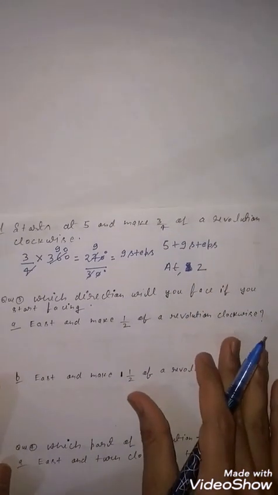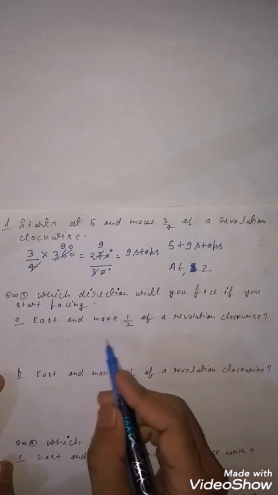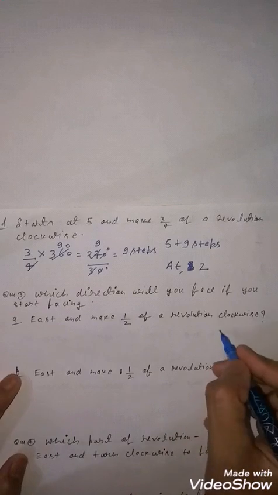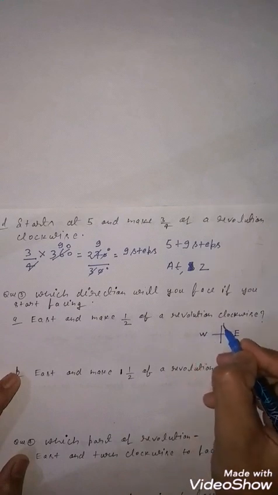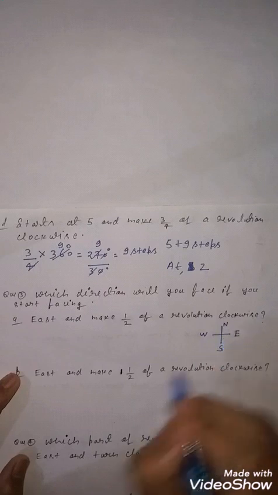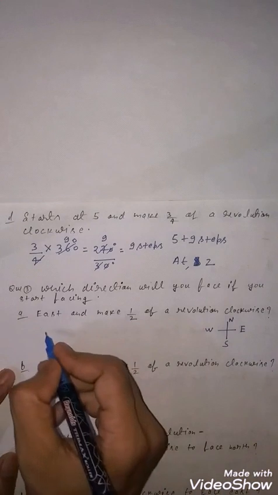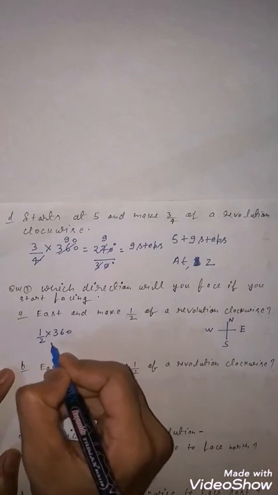Now next is, which direction will you face if you start facing east and make a half revolution? Clear student? So first we will make the directions. You know that east, west, north, south and all are 90 degrees apart. You know that in a video I explained this. So east and make a half revolution. So first we will find out the half revolution. What is the value of half revolution? You know that half revolution means what?